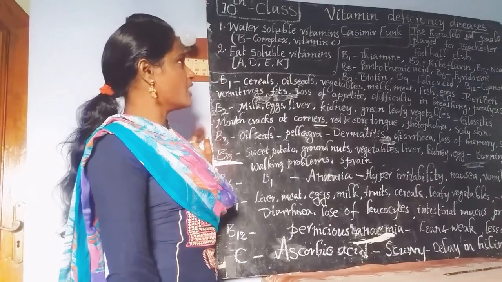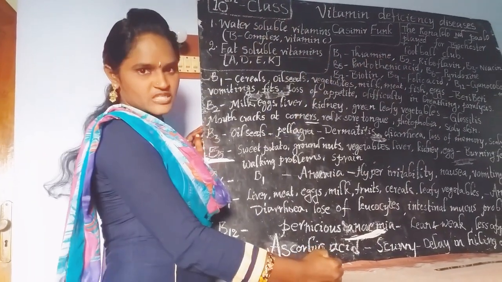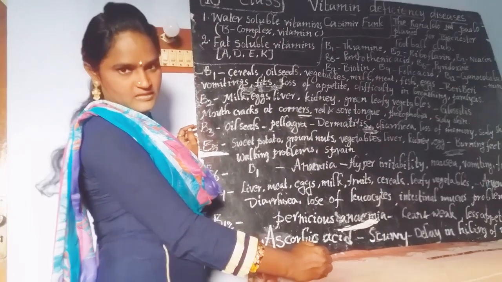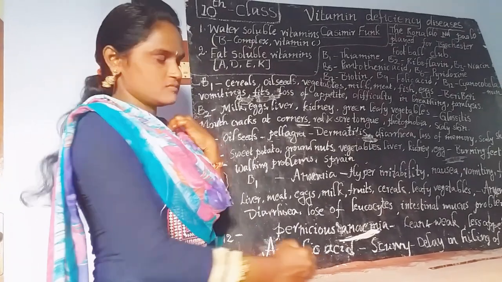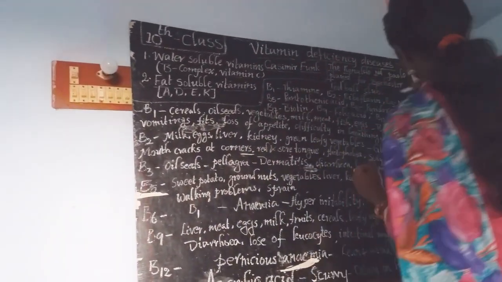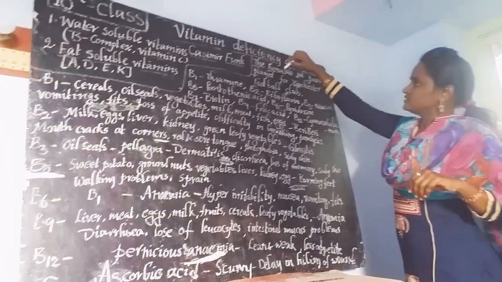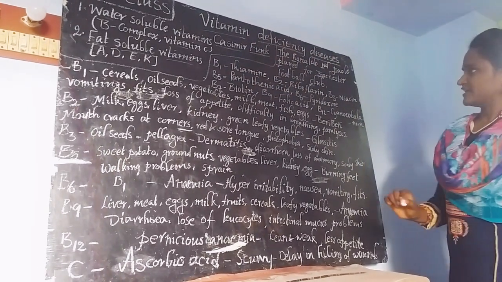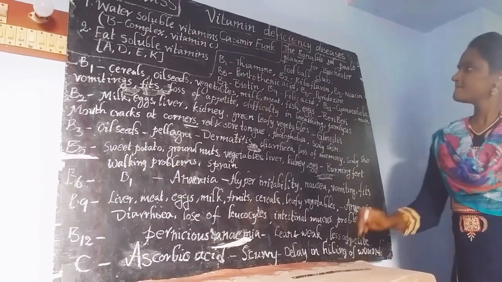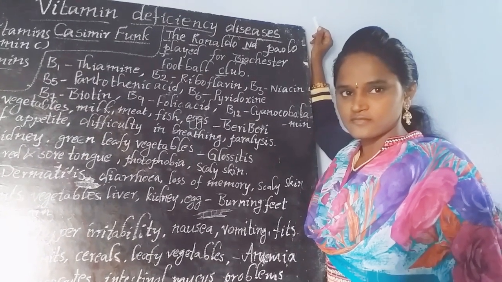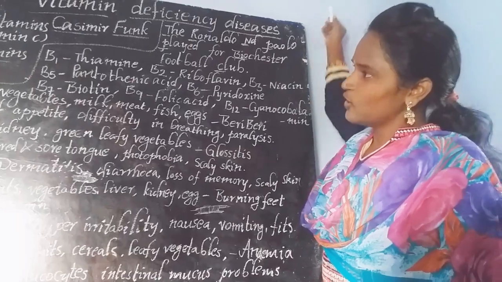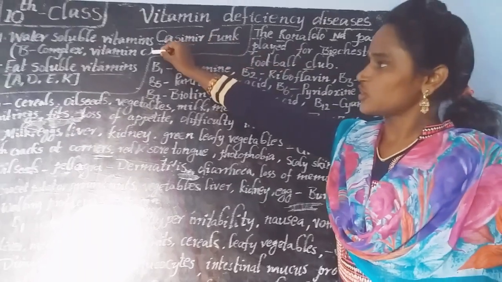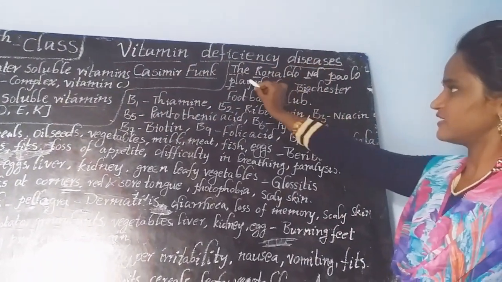Whenever we are going to discuss water soluble vitamins, first of all we have to know what B complex vitamins are. Just have a look here. See here, children. This sentence gives all the description about water soluble vitamins. Let's have a discussion on water soluble vitamins. Before discussing them, just have a look at this sentence.